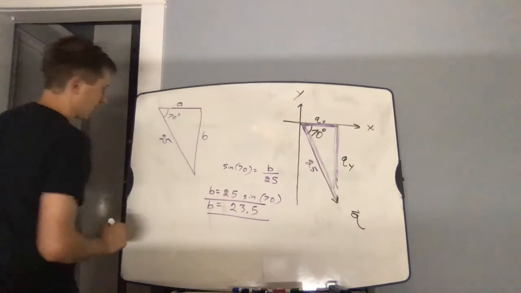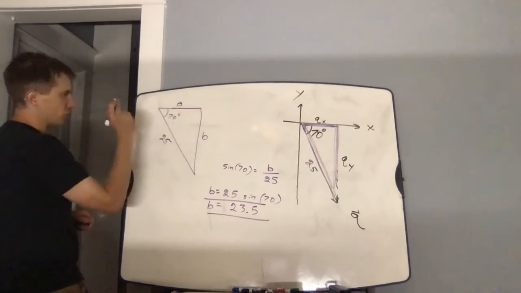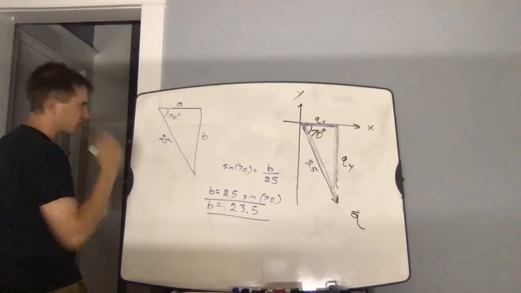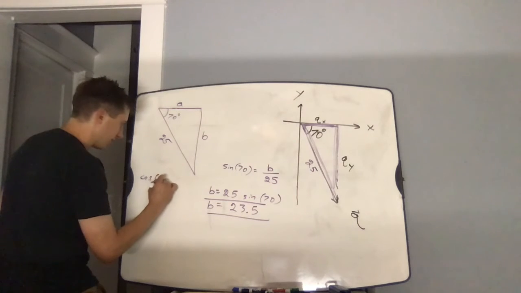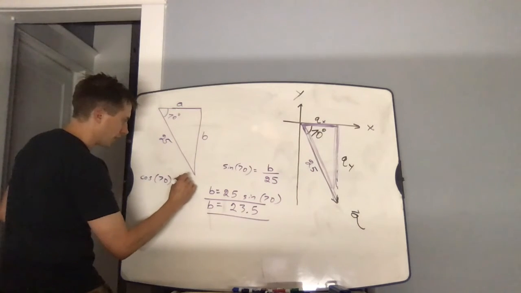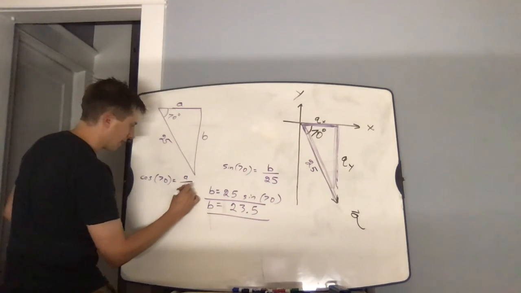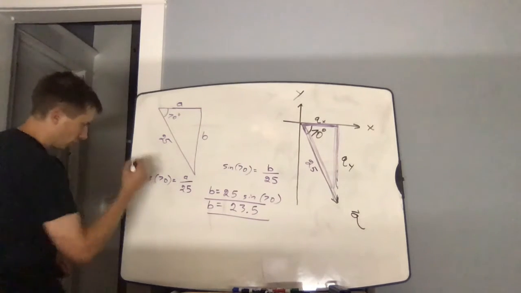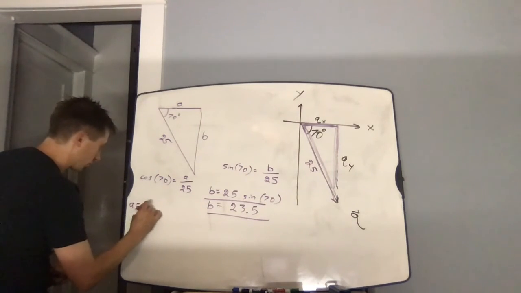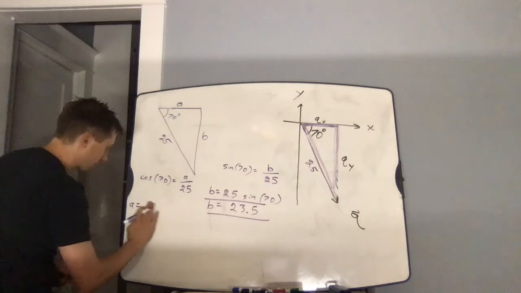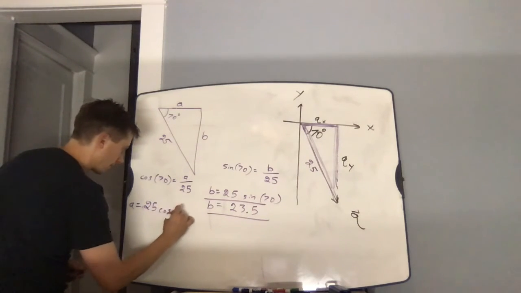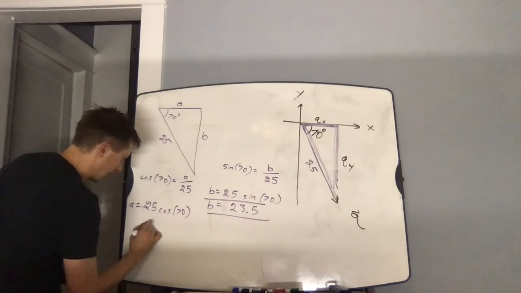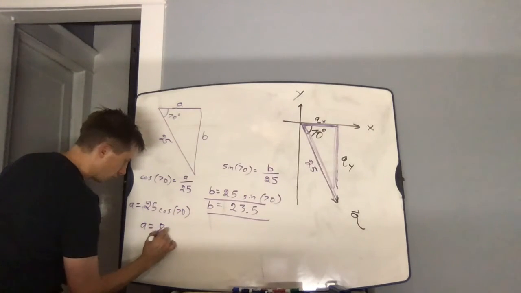And I look at this diagram and I notice A is the adjacent side, the side next to the angle. So I could say cosine of 70 is equal to A over 25. And then I rearrange it, I get A is equal to 25 cosine 70, and I find A is equal to 8.6.